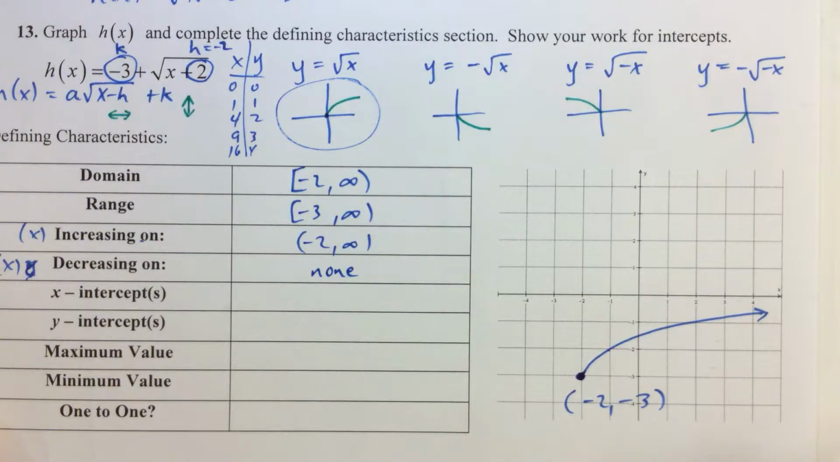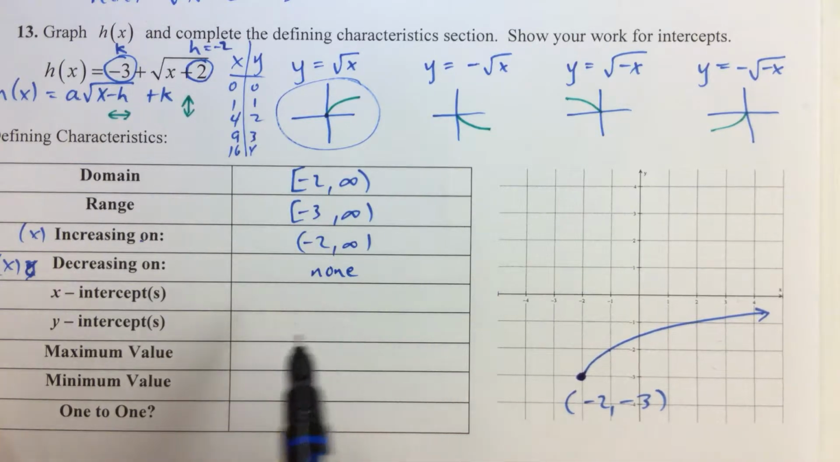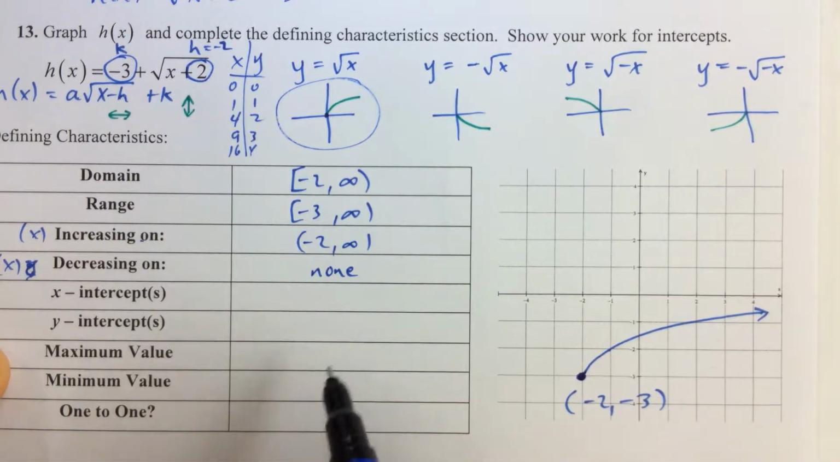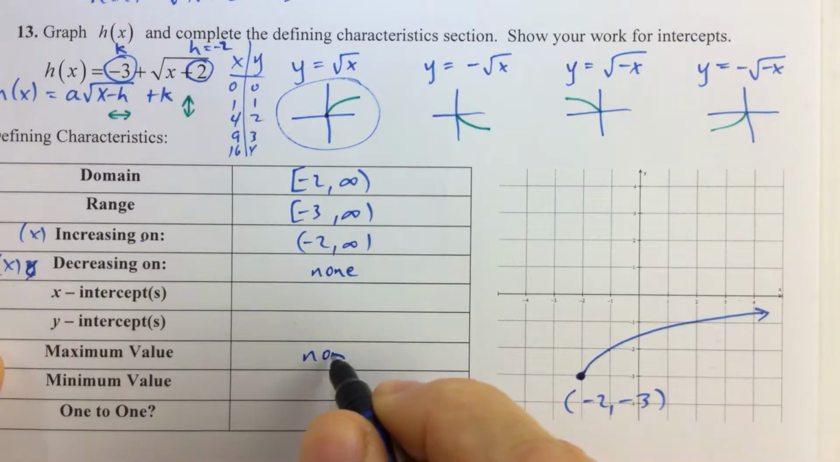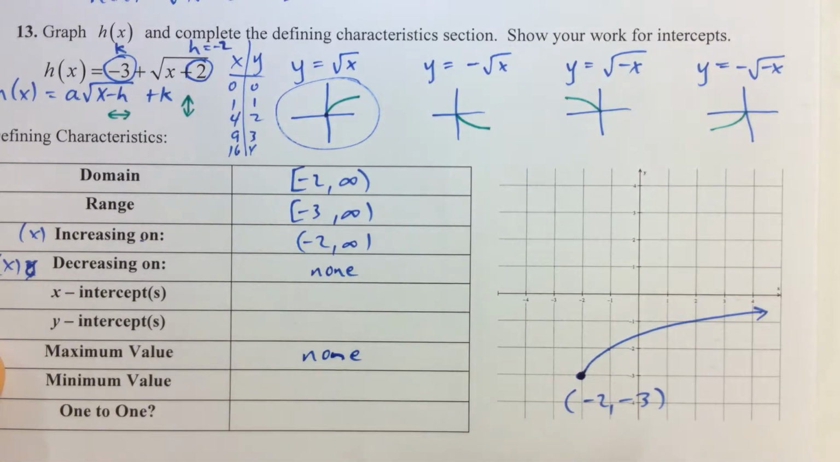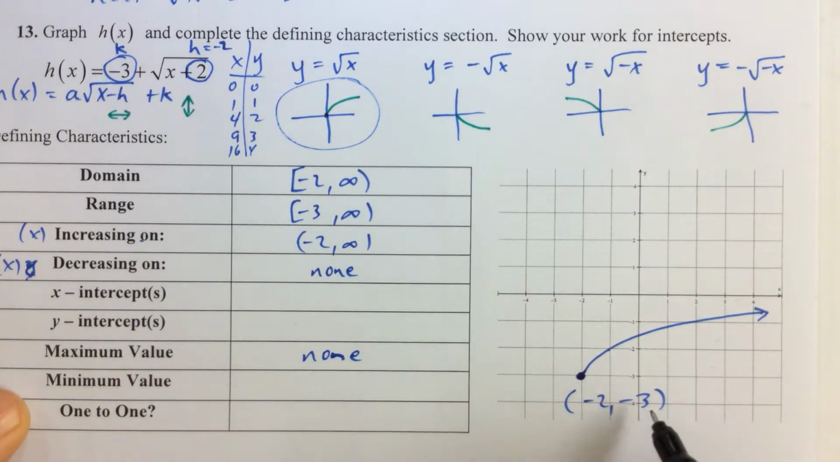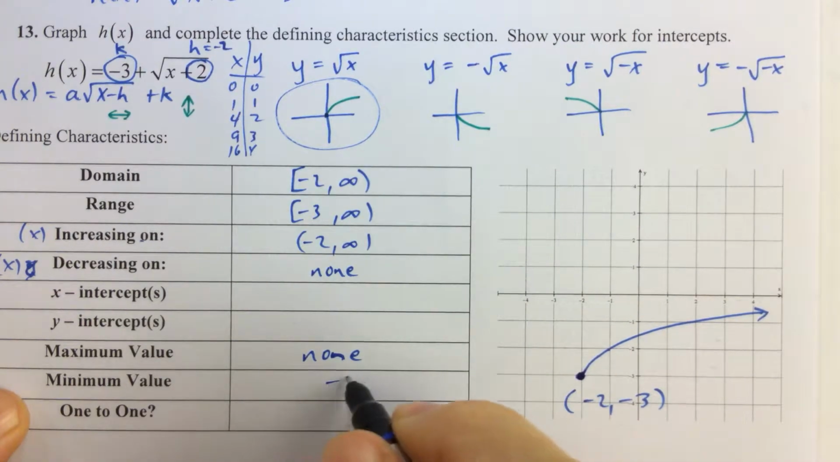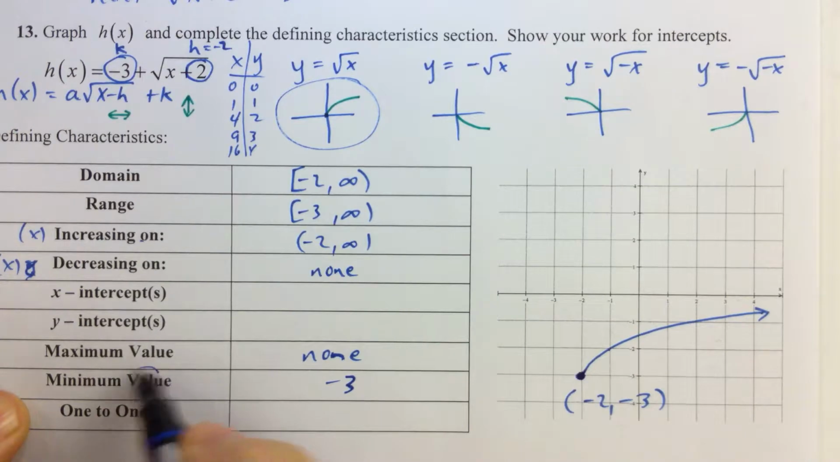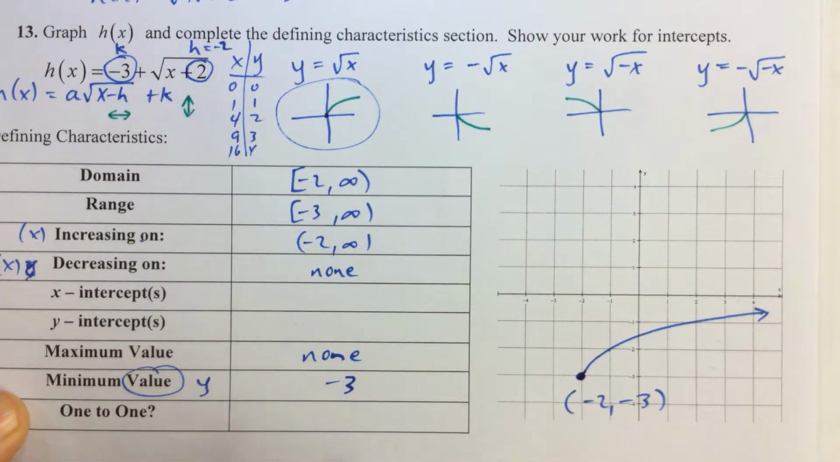The x-intercept, we'll leave to the very end because that's the most difficult one to find. Maximum value, we have no maximum value. We'll leave the y-intercept for second to last. Minimum value, it's the lowest y value on the graph, so that's our -3. Minimum value is not an ordered pair. A value is the y coordinate.